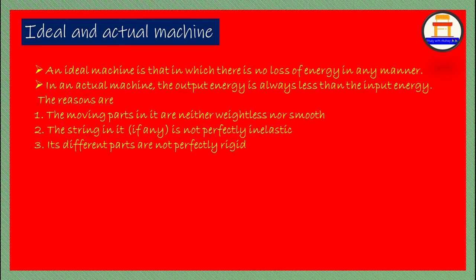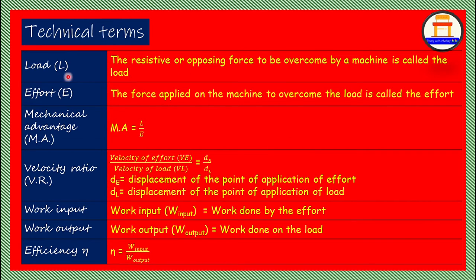Okay, next. Technical terms associated with this. Load. It is a resistive or opposing force to be overcome by the machine, and is called a load. It is expressed by the capital letter L. The expression matters a lot, because as we move further into this chapter, expressions play an important role. And then effort: it is the force applied on a machine to overcome the load. Like you are cutting a paper and you are putting some effort on the scissor, right, in order to cut the paper. That is a simple example for this.